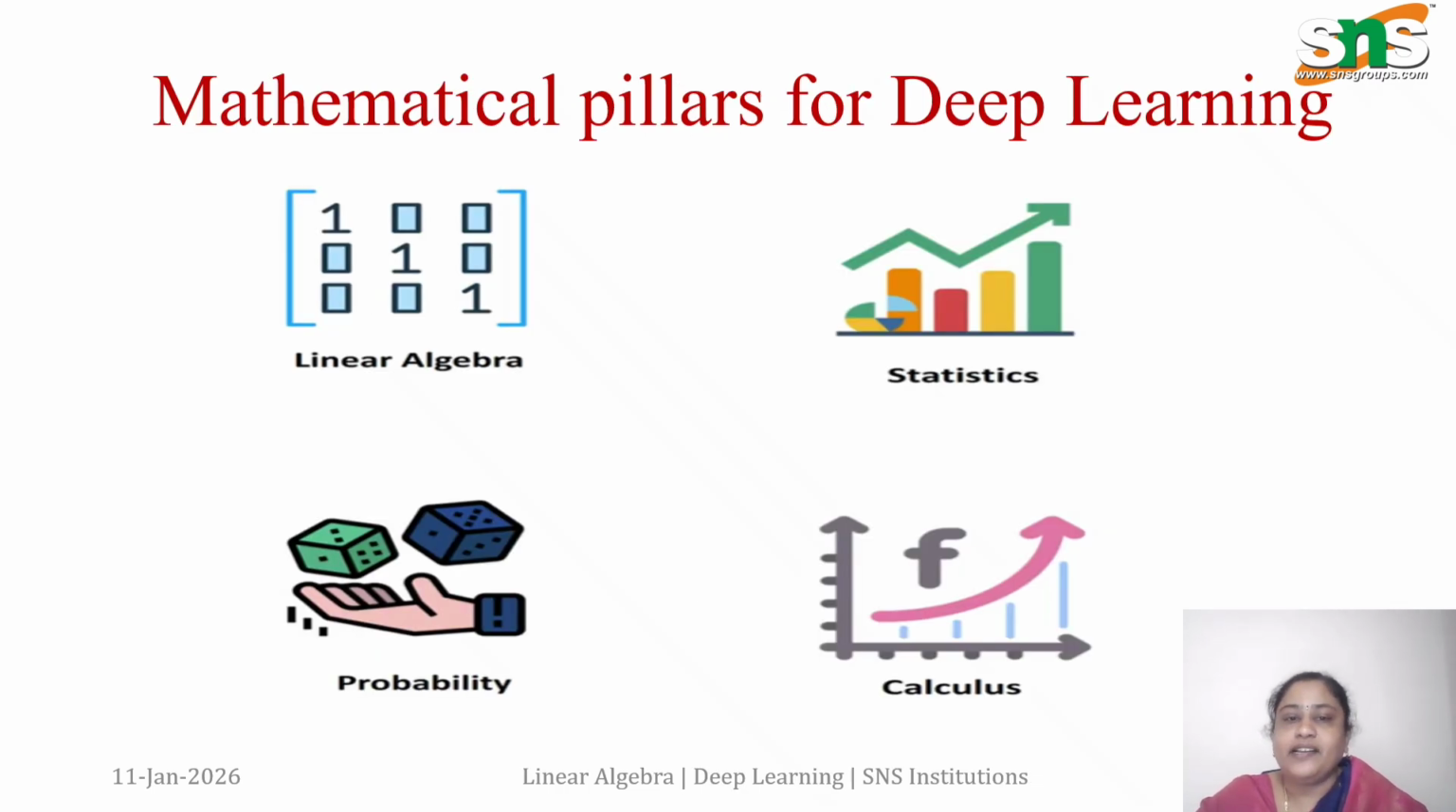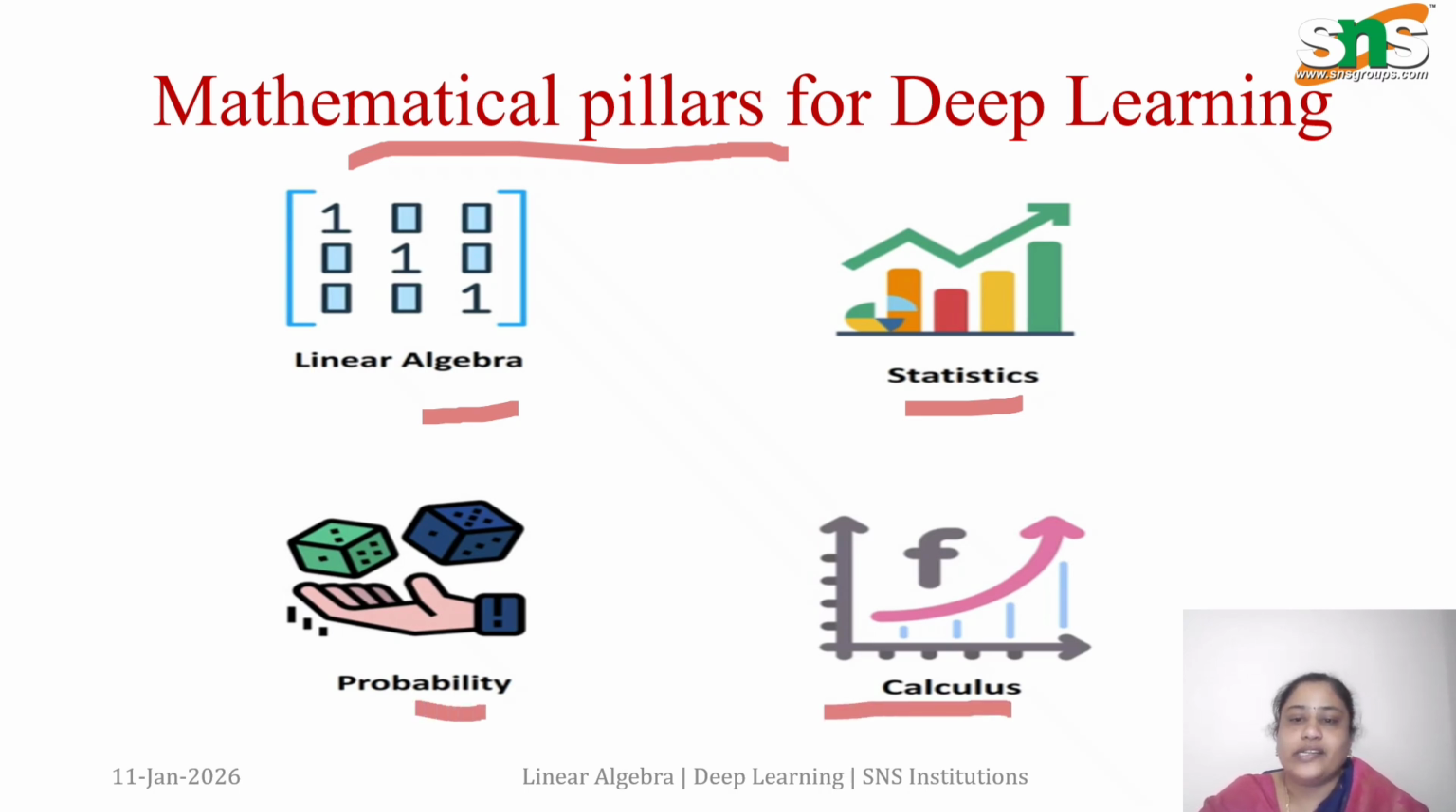When you take deep learning, it stands basically on four mathematical pillars. The first one is linear algebra, then statistics, probability, and finally calculus. You all know mathematics is very important in deep learning in order to make the model perform better. Each of these pillars has a unique role that helps the deep learning model perform better. But the most fundamental and the simplest is linear algebra.